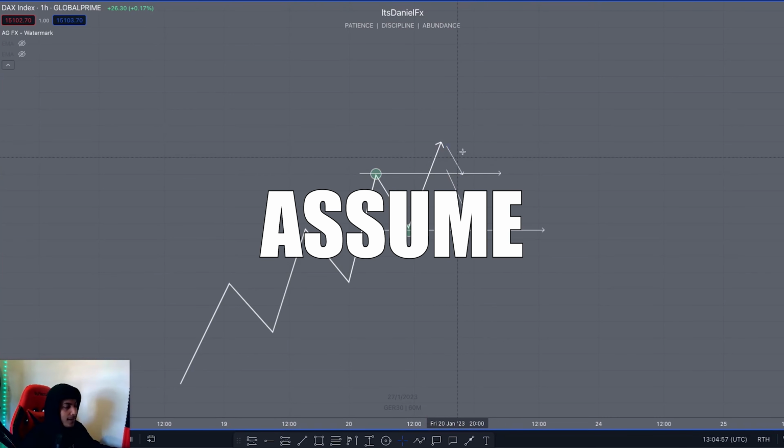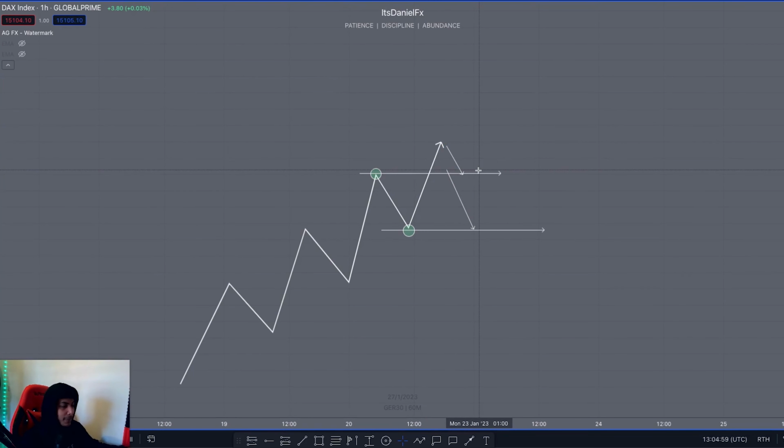I'm not just going to assume that these levels are going to get held, but I actually like to wait and watch price respect the level and hold it. And usually I do this on a lower time frame.